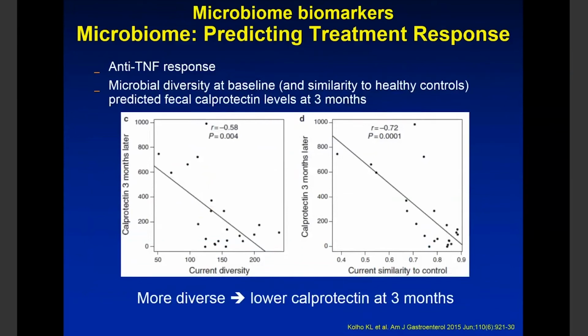In this study that's now about 6 years old, but was really an important study that came out at that time, it showed that diversity of the microbiota at the time of anti-TNF initiation, or the similarity to the control microbiome, predicted disease outcomes at 3 months after therapy initiation, and disease outcome in this study was assessed using calprotectin.